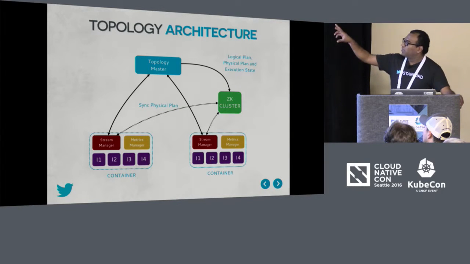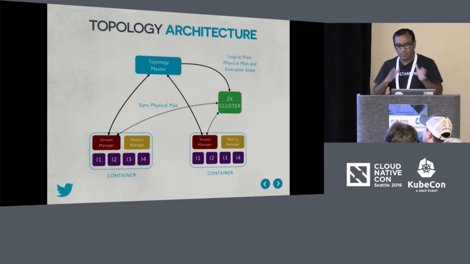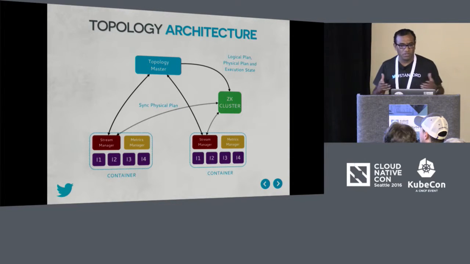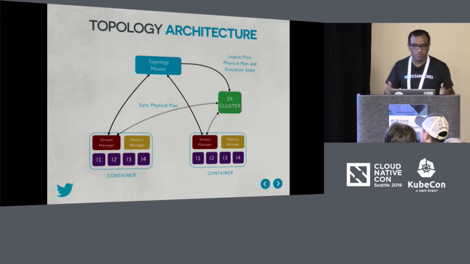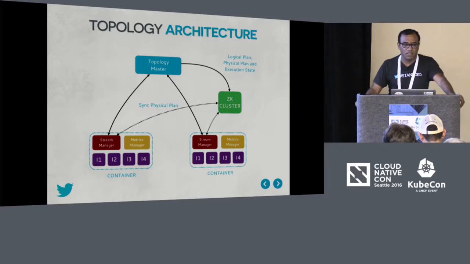So think of Zookeeper as essentially keeping the state of the master container, so that when the master container fails and comes back, it can rediscover its state. That state includes the logical plan, the physical plan, and the execution state, which consists of who launched the topology, what time they launched it, and what role they launched it for, for tracking purposes. And that takes care of the master container failure.